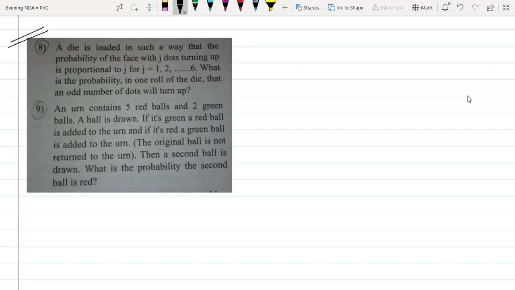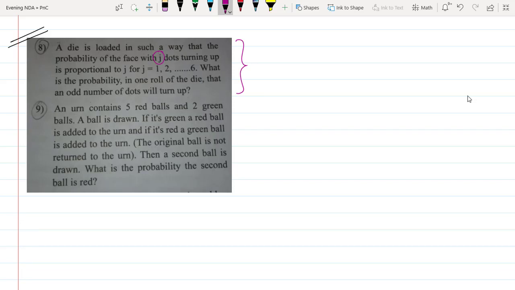A die is loaded in such a way that the probability of the face with j number of dots turning up is proportional to j, for j equals 1 to 6. What is the probability that in one roll of the die an odd number of dots will turn up? I will explain this question now.